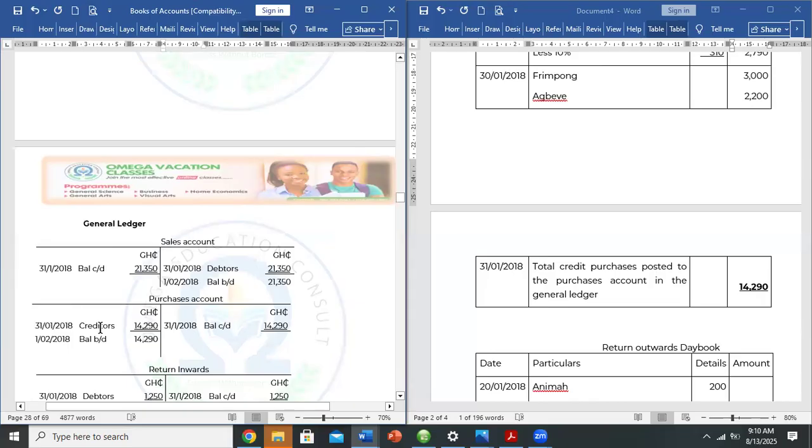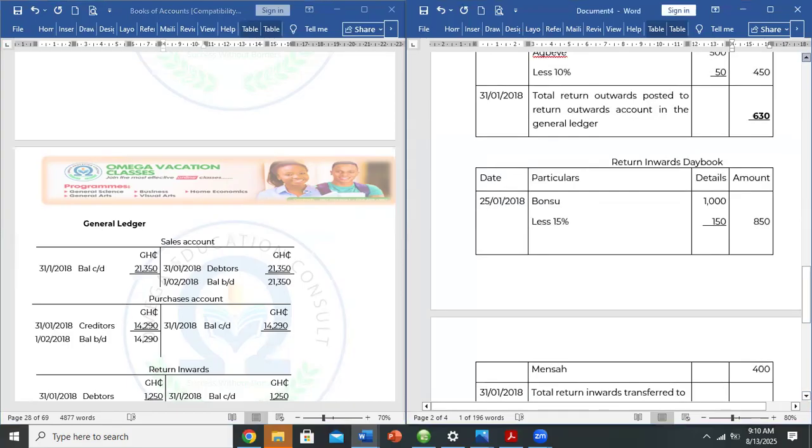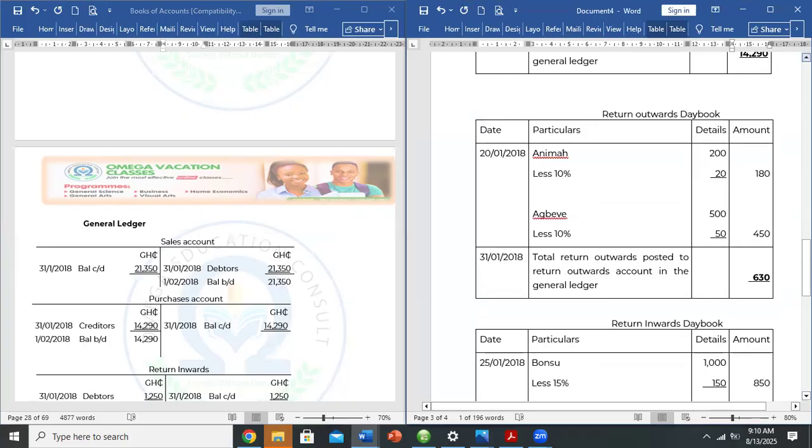So we have finished with the first two books. We go to the last two, that's return outwards and return inwards. Picking return outwards, even when you are confused, the name should guide you to the account, right? You know the return outwards would affect your creditors, so that will be in the purchases ledger.